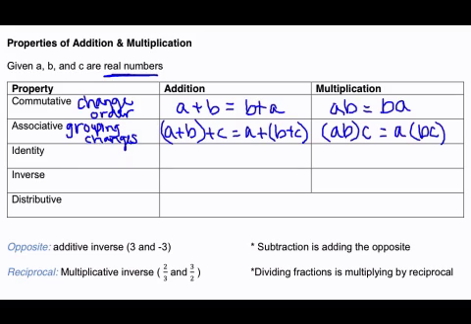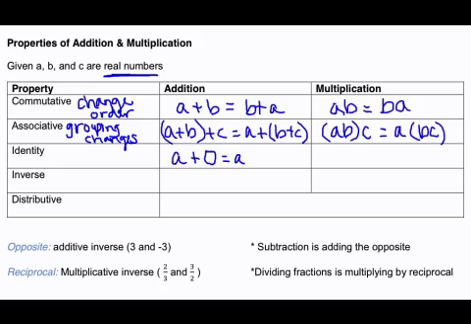The next one is the identity property. So basically we are looking at a number that we can multiply or add to a number to get that same number. So the identity property, we are going to add 0. If we add 0 to A, we know that we get A. And again, we can use the commutative property. We know that 0 plus A is also equal to A.